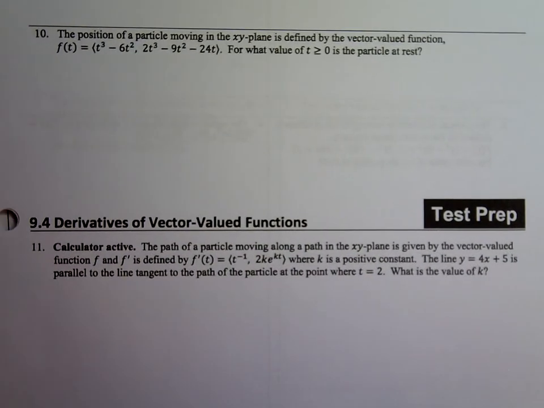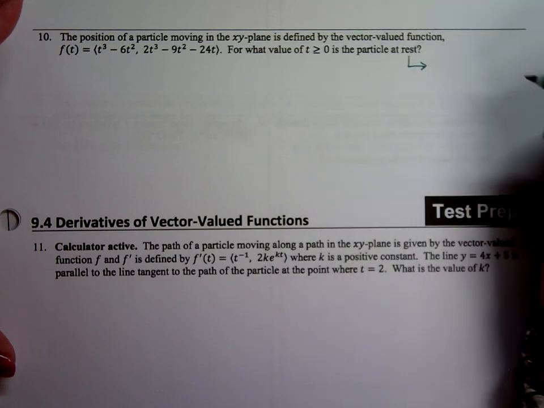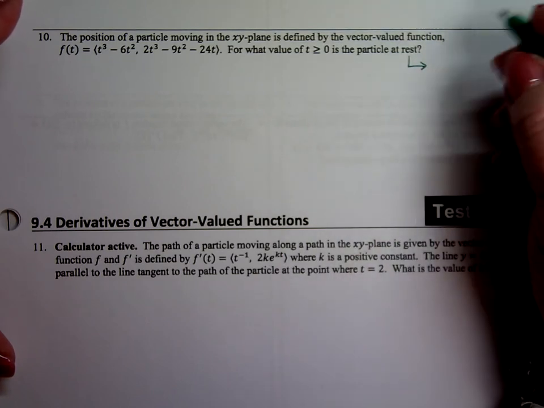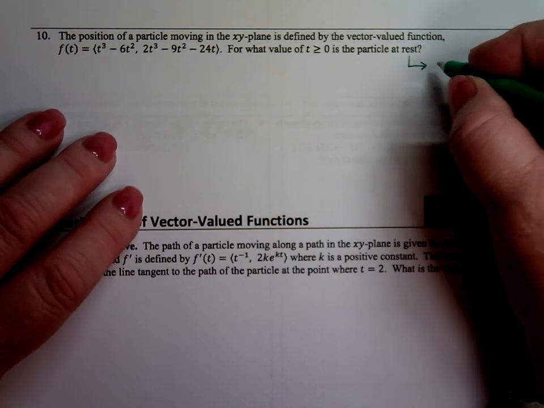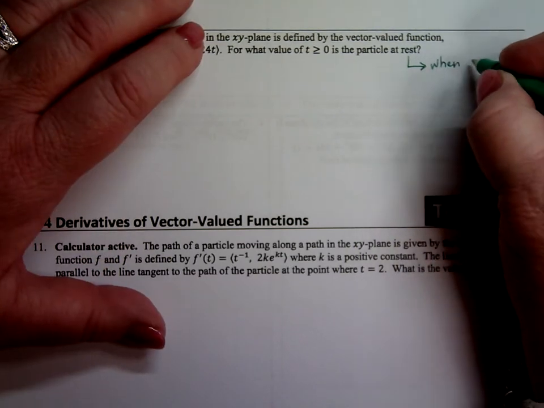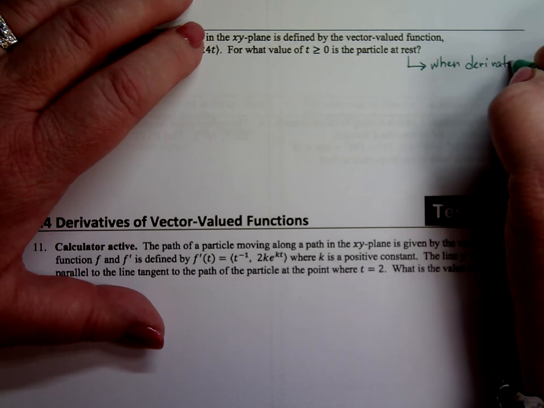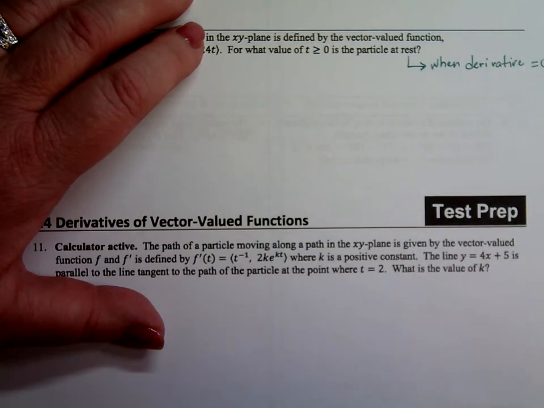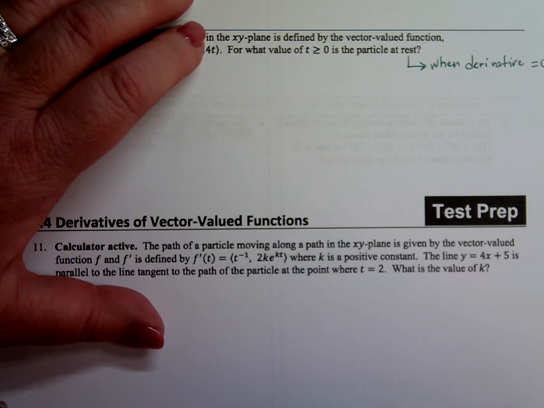The position of a particle moving along the xy plane is defined by the vector-valued function f of t equals yada yada. For what value of t greater than 0 is the particle at rest? All right, let's go back to AB calculus and think about when a particle is at rest. If it's at rest, it depends on the first derivative. Makes sense it would be in this section, right? It's at rest when the derivative equals 0. Remember, it's moving right if the derivative is positive, it's moving left if the derivative is negative, and it's at rest if it's 0. So that's kind of all flowing together.